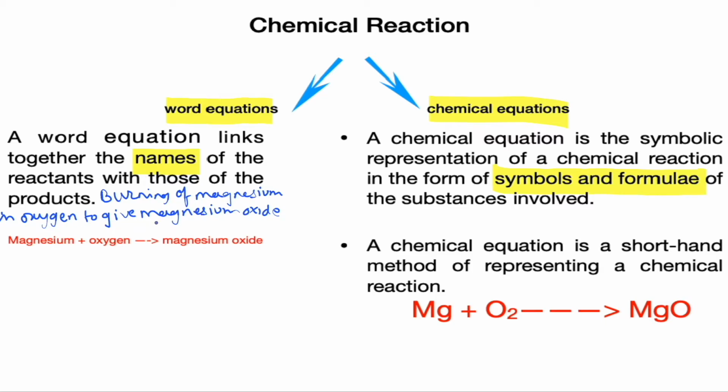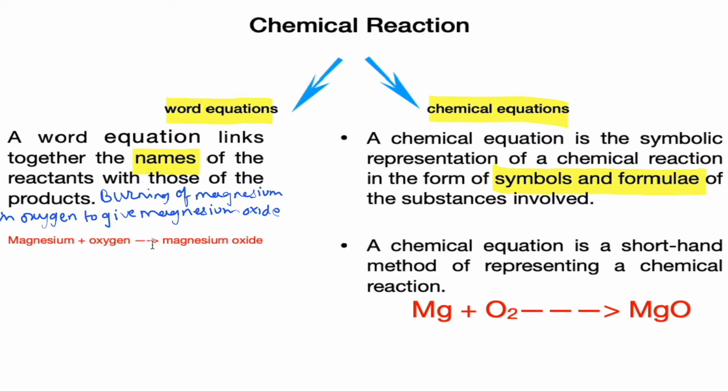So this description of a chemical reaction in a sentence form is quite long, isn't it? So it can be written in a shorter form. The simplest way to do this is to write it in the form of a word equation. So the word equation for this reaction would be magnesium plus oxygen gives magnesium oxide. Now children, see, it is magnesium plus oxygen gives magnesium oxide.